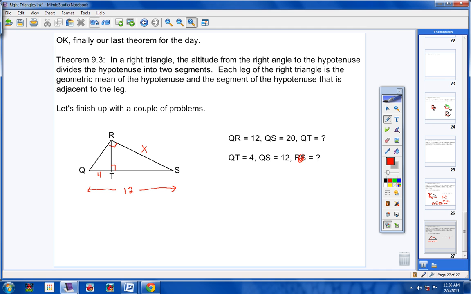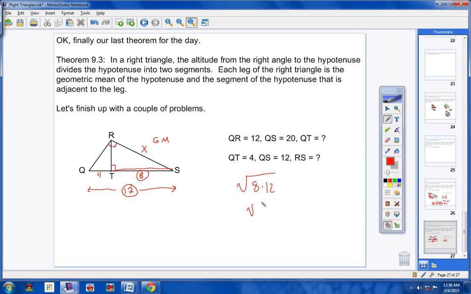Well, some of you know what to do already. It's not that big of a problem. If the whole hypotenuse is 12 and this much is 4, then TS has to have a length of what? 8. There we go. So this leg here is the geometric mean of this segment here and the whole hypotenuse, which is 12. So that's pretty easy. Remember how to find the geometric mean. There's two ways to do it. You can take the square root of 8 times 12. That's one way to do it.